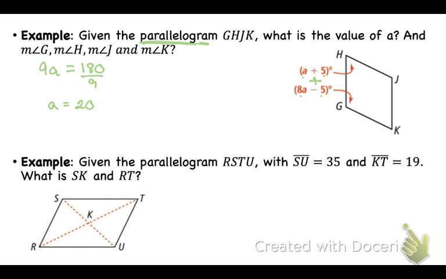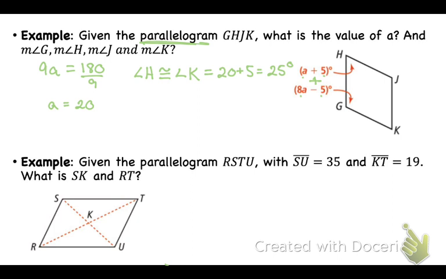Okay, so I know that angle H is congruent to angle K. And how are we going to find it? Plug in A. So 20 plus 5 equals 25 degrees. See how I'm showing my work? Is that what you should do? Can you hear my rocks rattling when I shake my head?